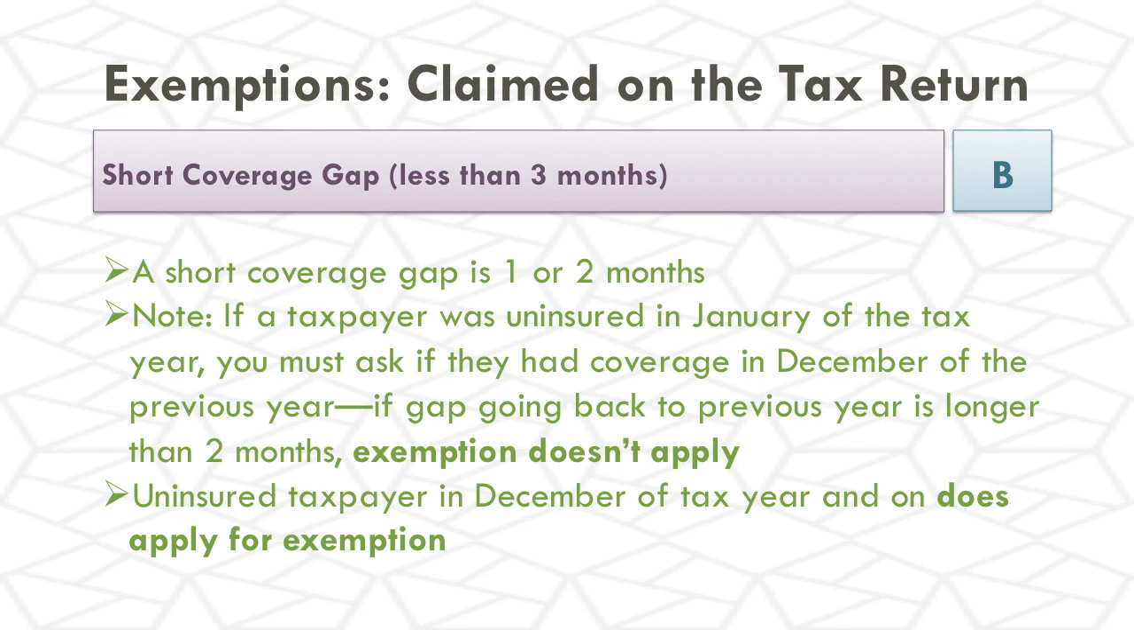However, if a taxpayer was uninsured in December of the tax year and they are still not insured, so they lost their insurance in November, they didn't have it in December, they're coming to you in March to have their return prepared, so they haven't had insurance in January or February. As far as the tax year goes, you can give them the short coverage gap for December, even though they have been uninsured for longer than 2 months. But the next tax year, they won't be able to claim it because they will have had a gap for longer than 2 months total.